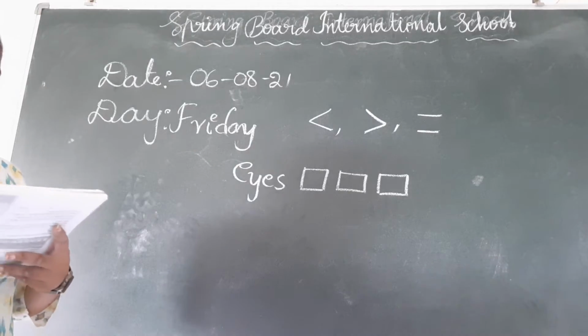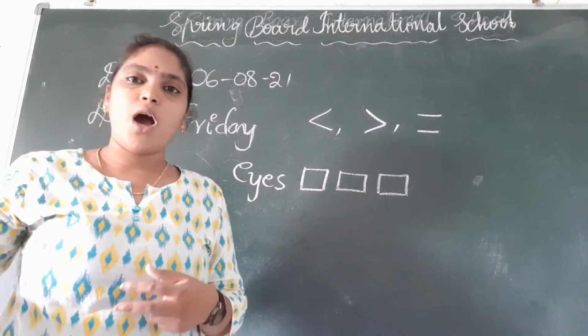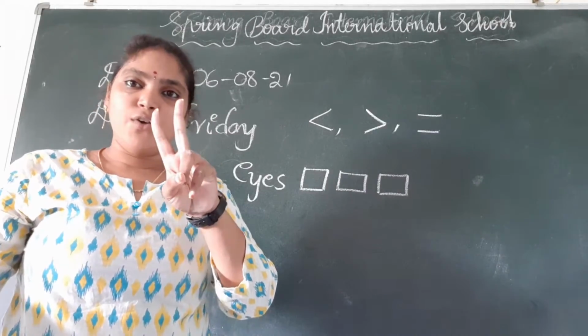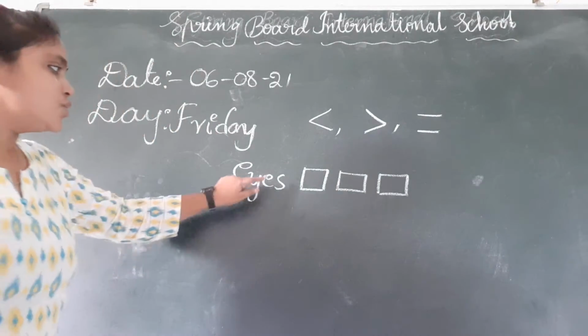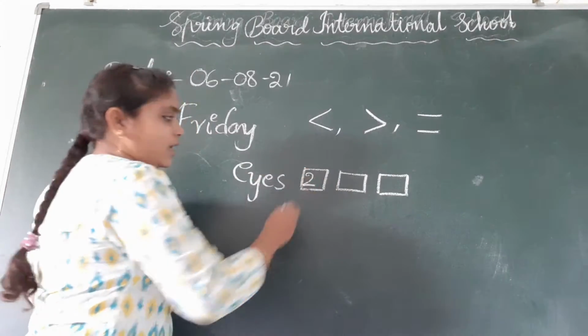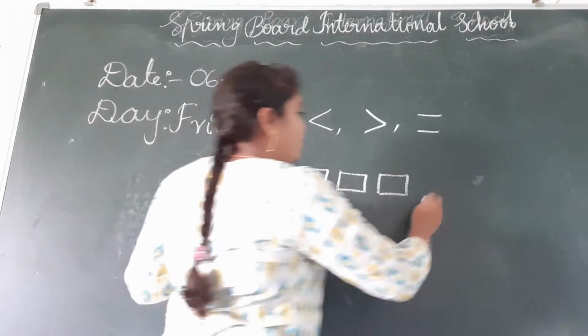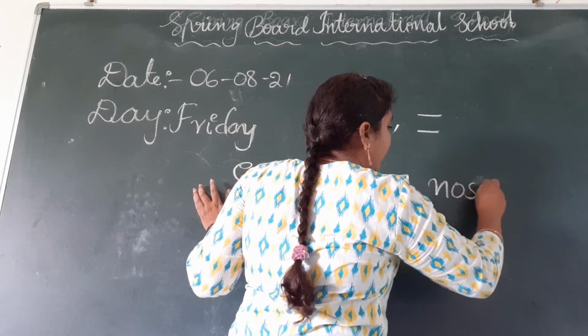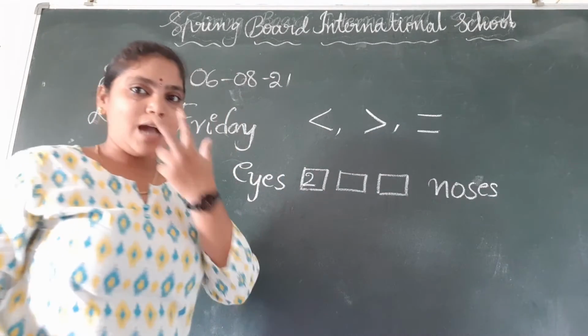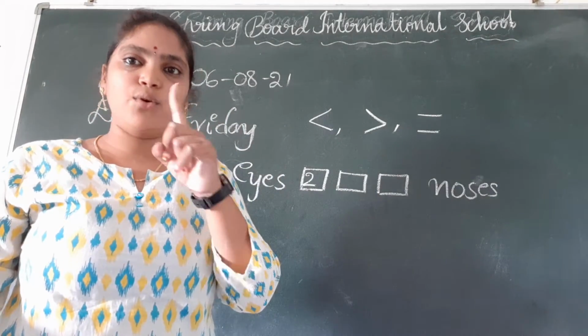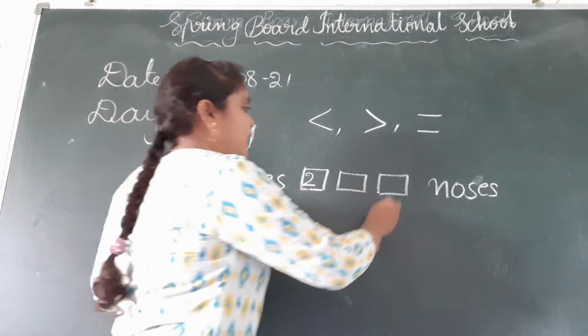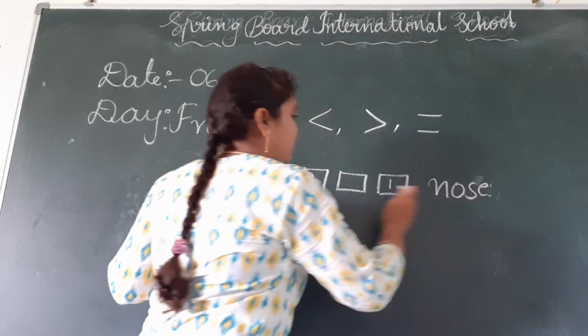So first we are given eyes, children. How many eyes do we have? We have two eyes, so write two, children. And then we are given nose. How many noses do we have? We have two noses? No, we have only one nose. So write number 1.